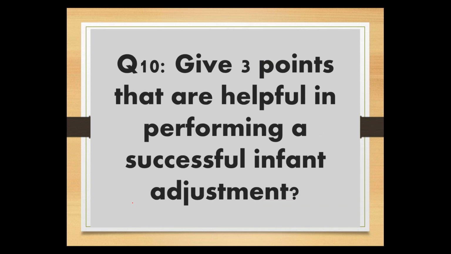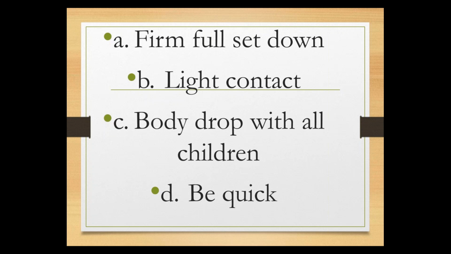So, give 3 points that are helpful in performing a successful infant adjustment. Again, the number one thing is really this set down needs to be complete and firm and full. Light contact. The longer that you spend taking time and the more that you press in on it, the more difficult the child's going to be squirming. But a lot of times they may just lay right up on there and it'll be fine. If you're very, very light in finding the atlas and rolling in, it's not a big deal.